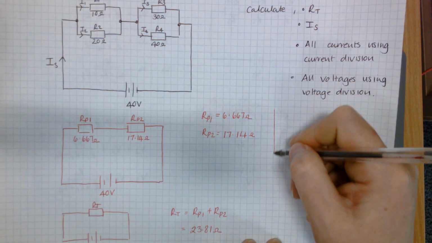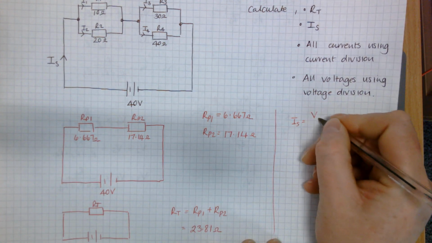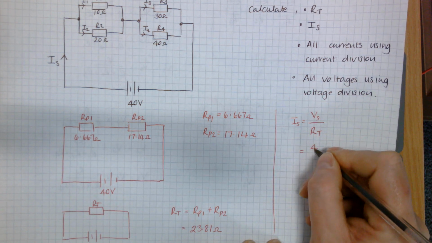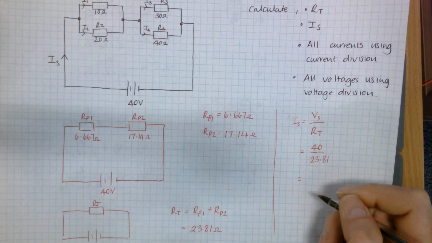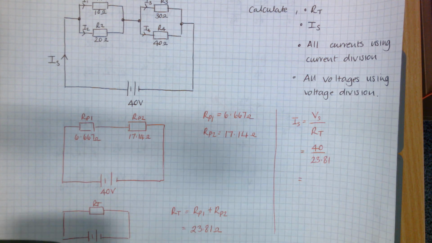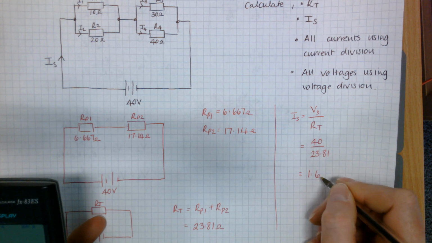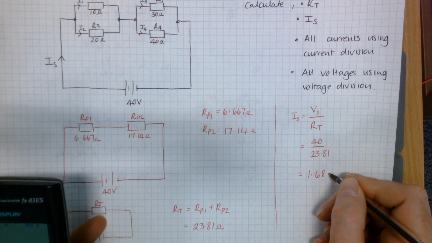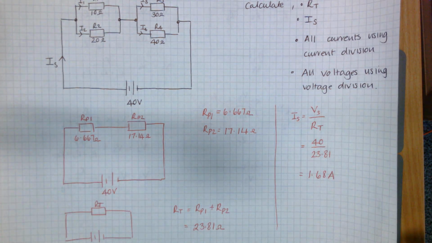So then the next thing you're going to do is to do your IS. So it's VS over RT. So it's 40 over that 23.81. And this will be the current that you're going to divide. It's 1.6799, so that will round to 1.68. And then you're ready to do your two current dividers.